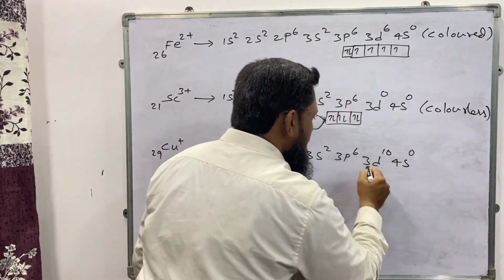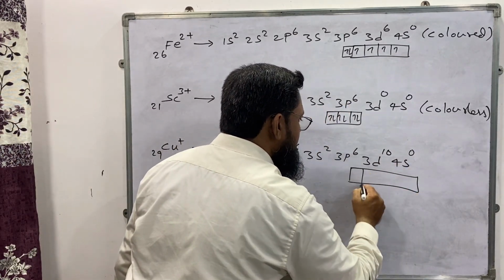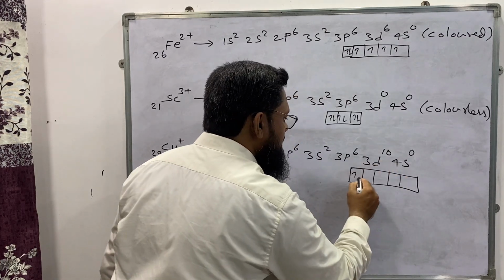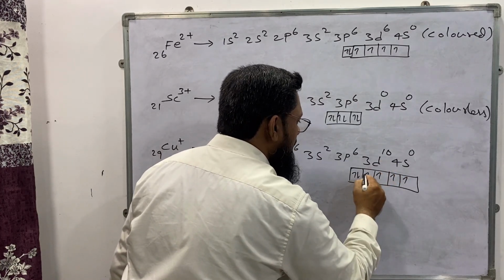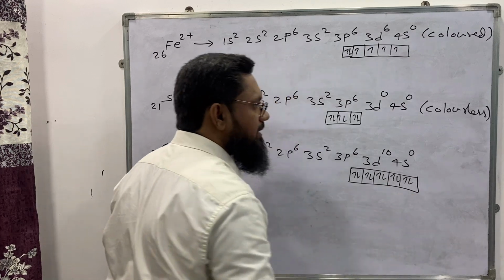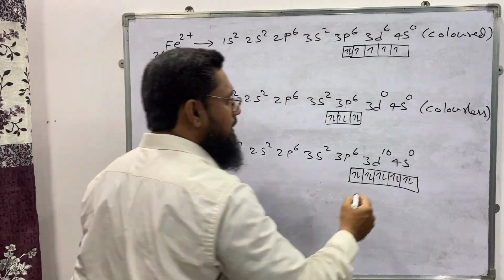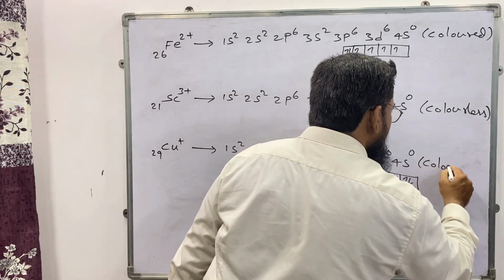1. So the 1 electron is removed from here. So 0. Now if you take the 3d, in this we have 10 electrons. So 10 electrons means all are paired. All are paired means no unpaired electrons. No unpaired electrons means it is also colorless.